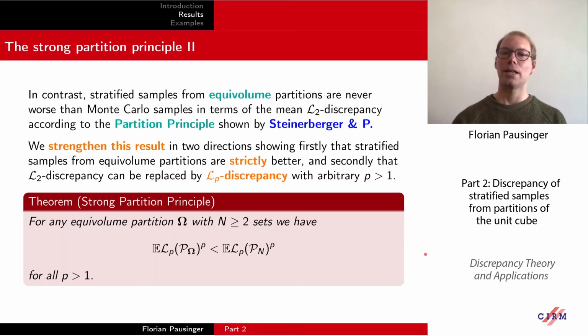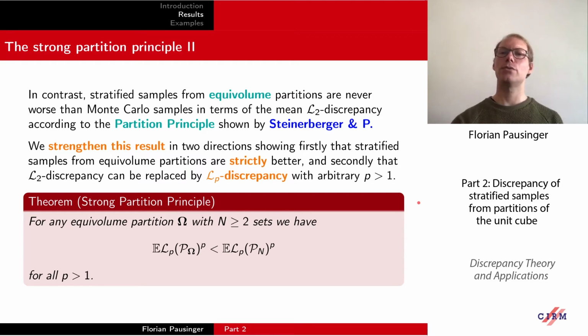However, it turns out that if you restrict yourself to equivolume partitions, and you don't really need any other assumption, then in a joint work with Stefan Steinerberger, we derived what we call the partition principle, and this idea also appears in other places in the literature. This partition principle says that if you choose an equivolume partition, you will not do worse than you would do with just n random points. So you can only improve the expected discrepancy.